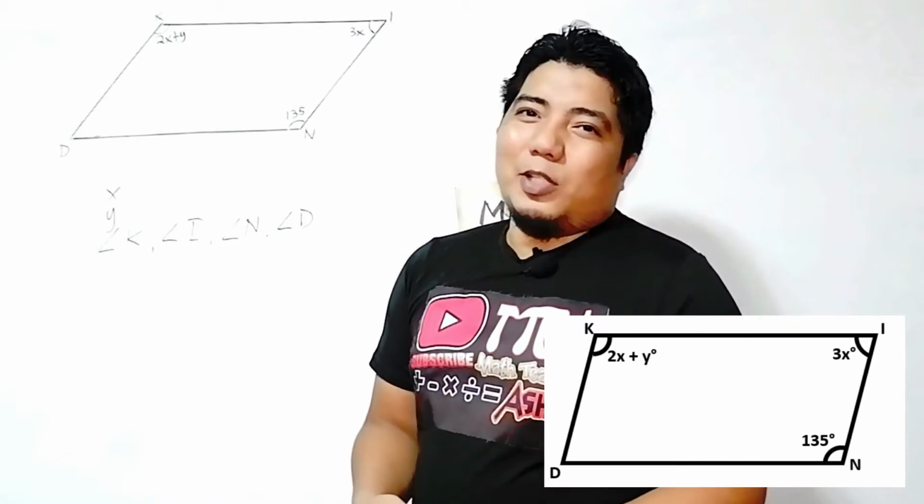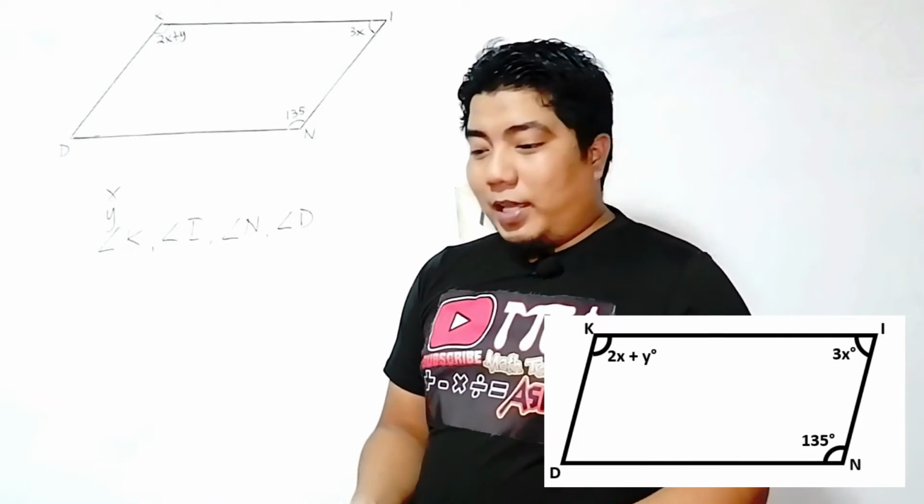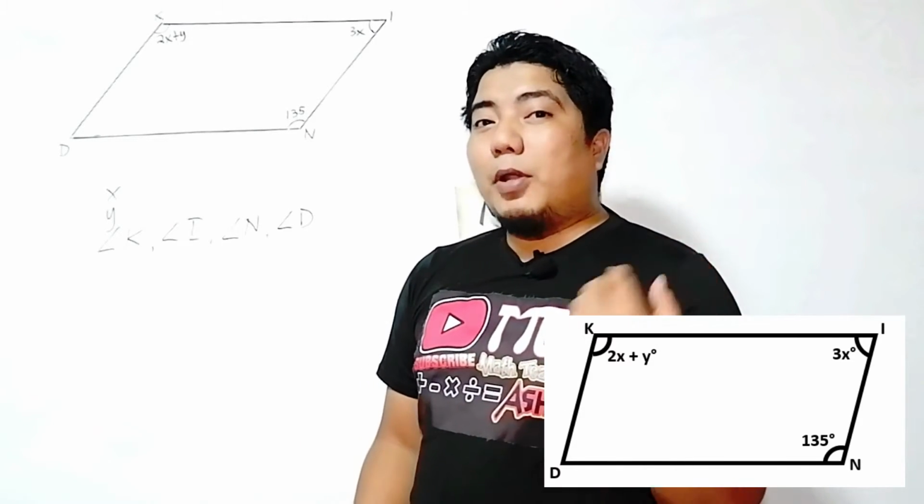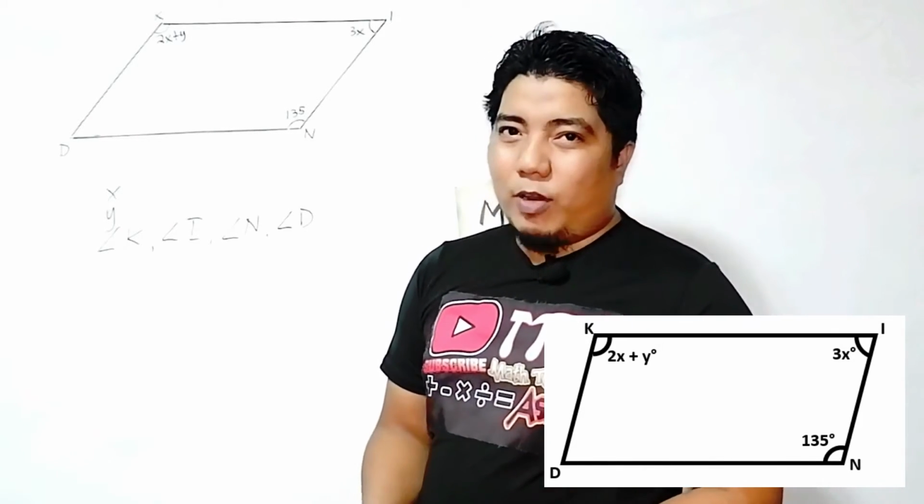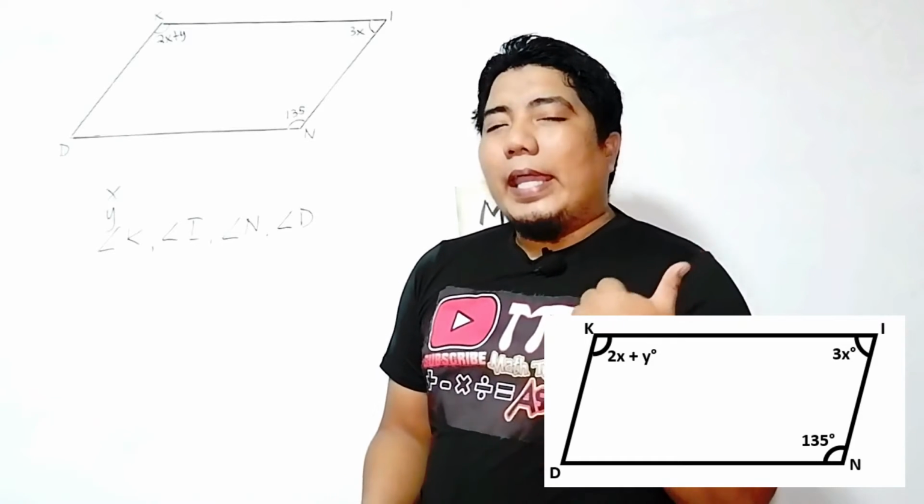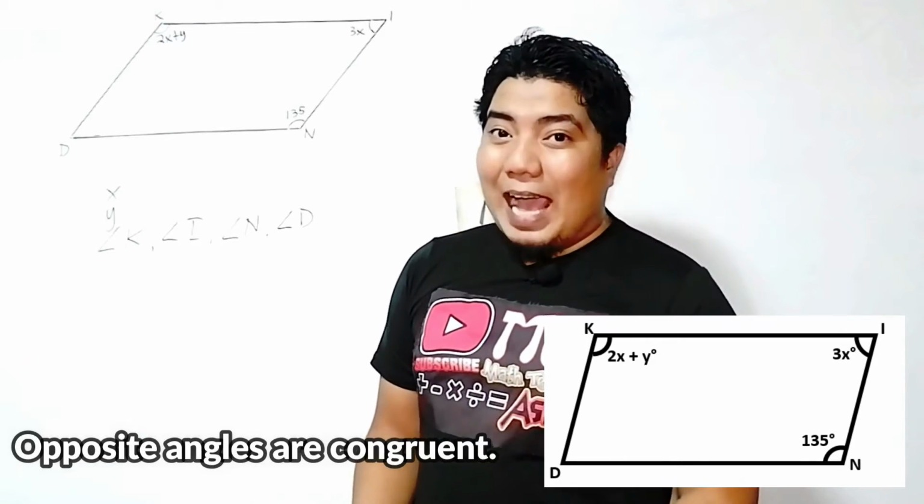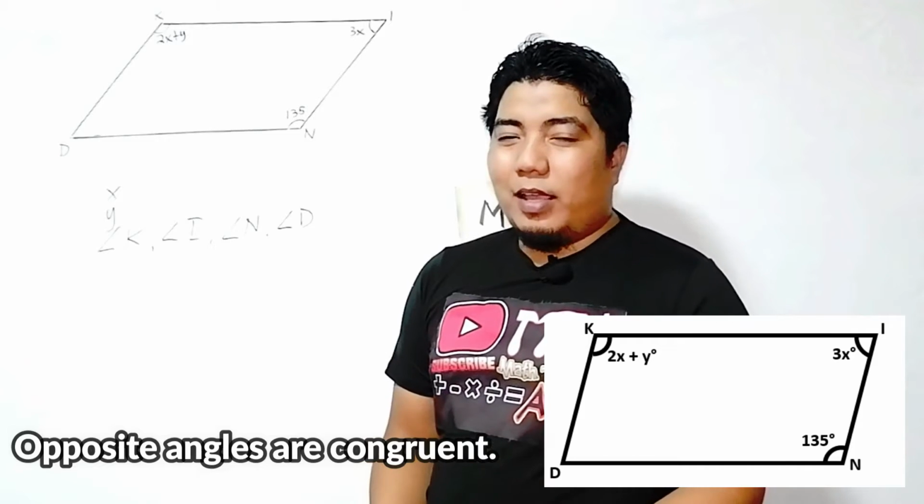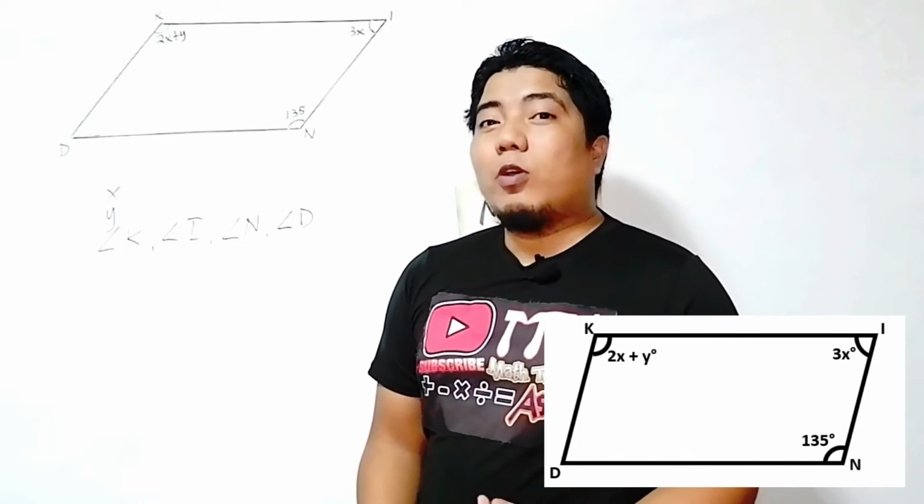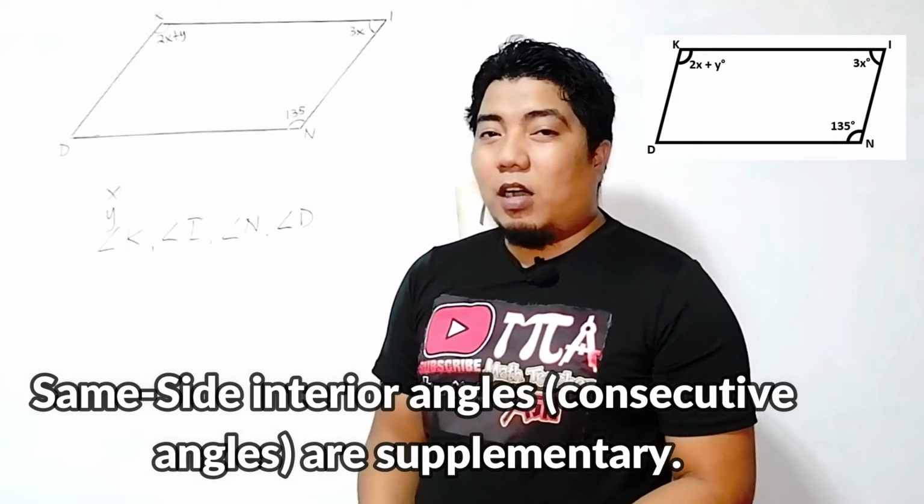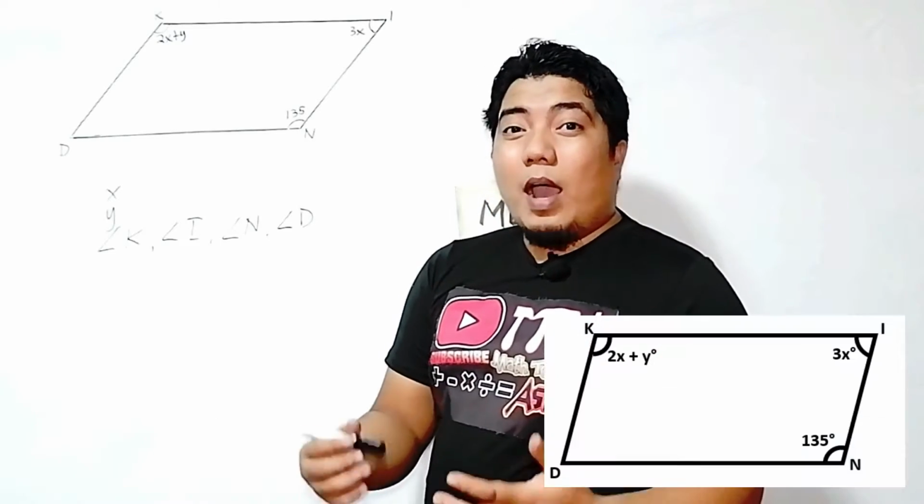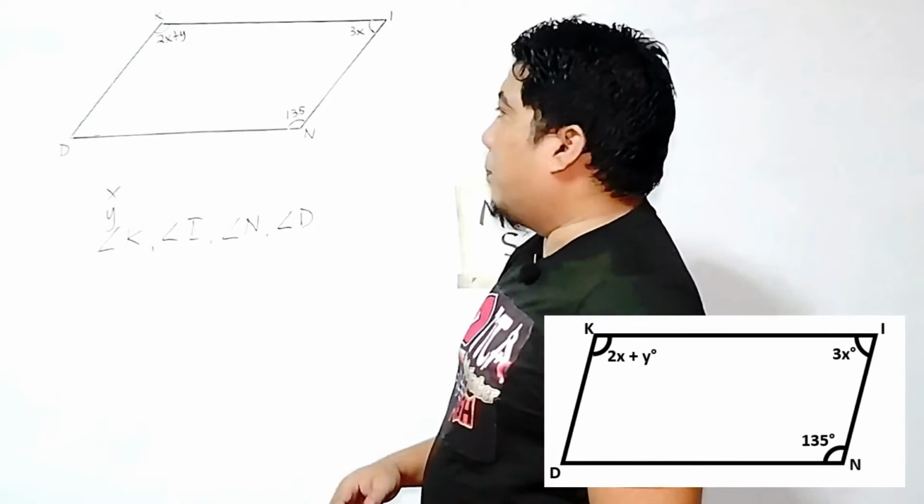Okay, now, how do we solve this one? In order for us to solve this one, my dear math learners, we need to apply the property number 3 and number 4 of the parallelogram. What are those? In a parallelogram, opposite angles are congruent. And in a parallelogram, consecutive angles are supplementary. Now, how do we apply that in our problem?